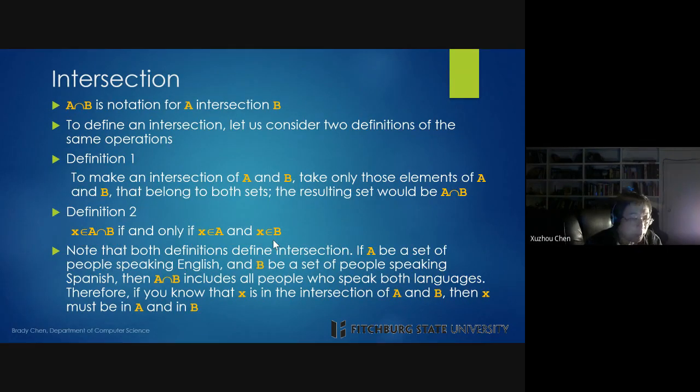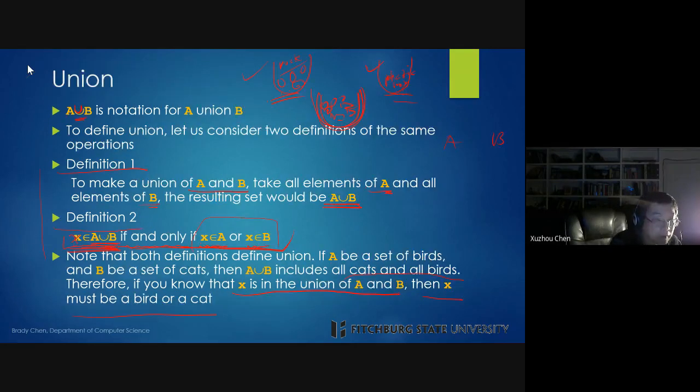Now the second operation between two sets is called intersection. When we talk about a union, if we use the diagram, this is set A and this is set B, and the union is this, right? It includes A and B and also the joint part.